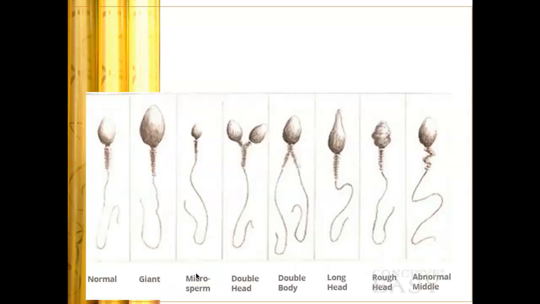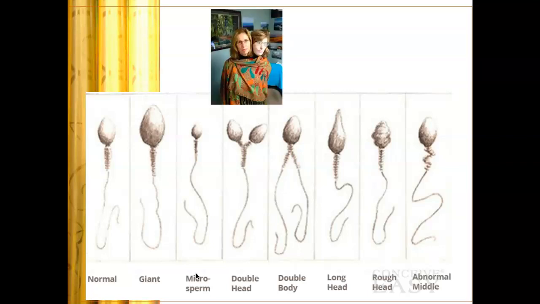And here are some abnormal sperm cells. Most of these would never make it to the egg. If they're too big, they're just going to be too heavy. And that is a result of the double-headed sperm. That was my Halloween costume one year.